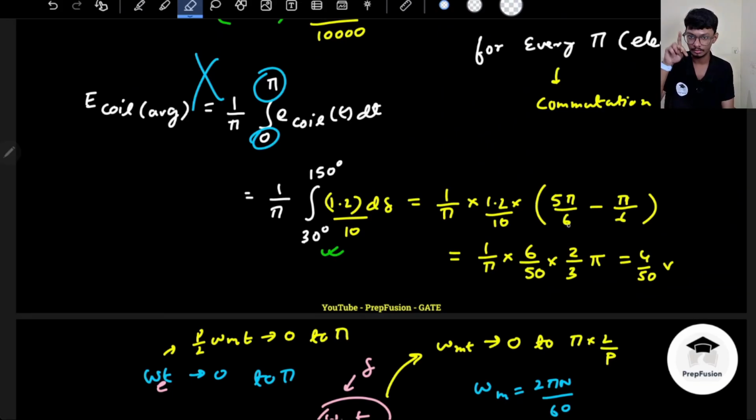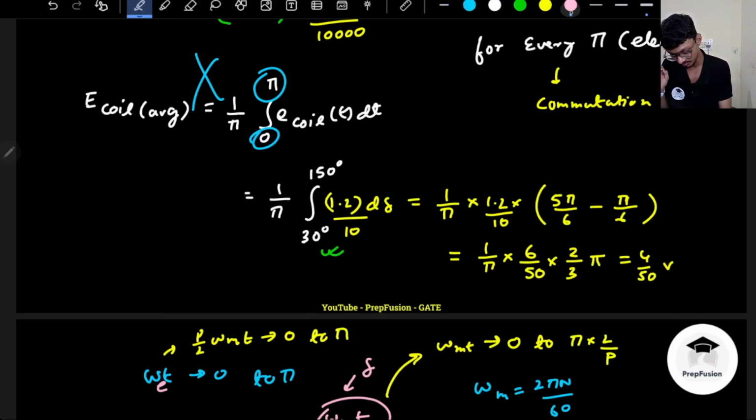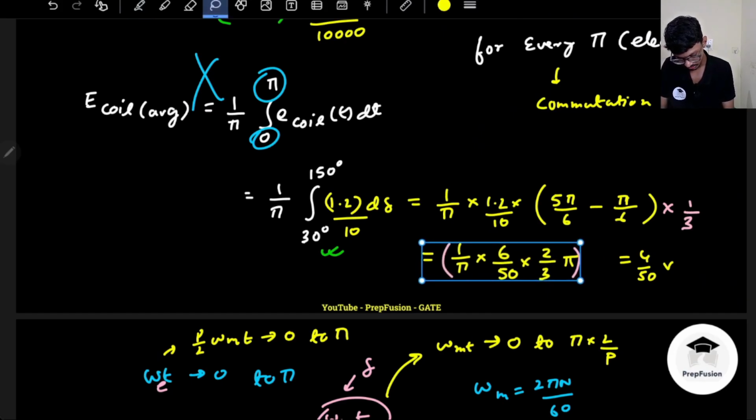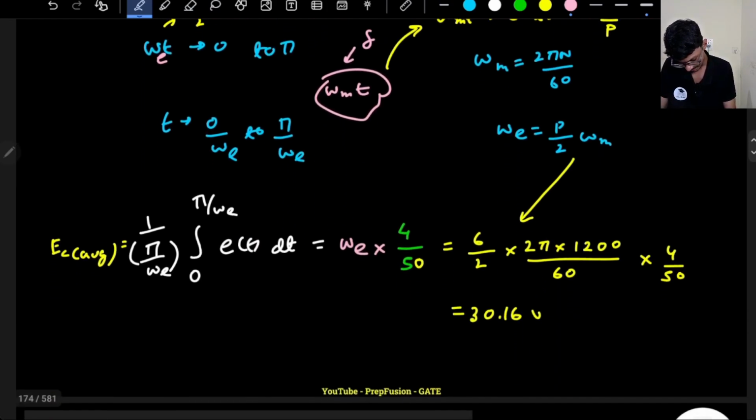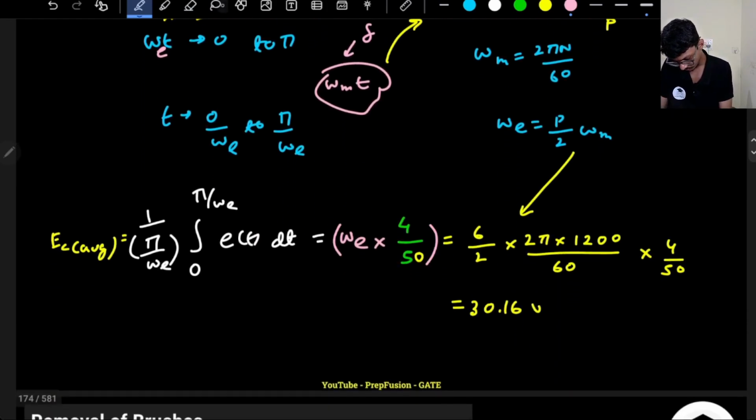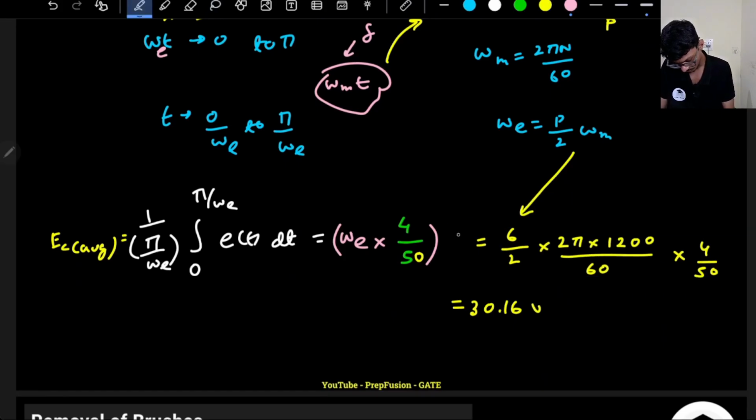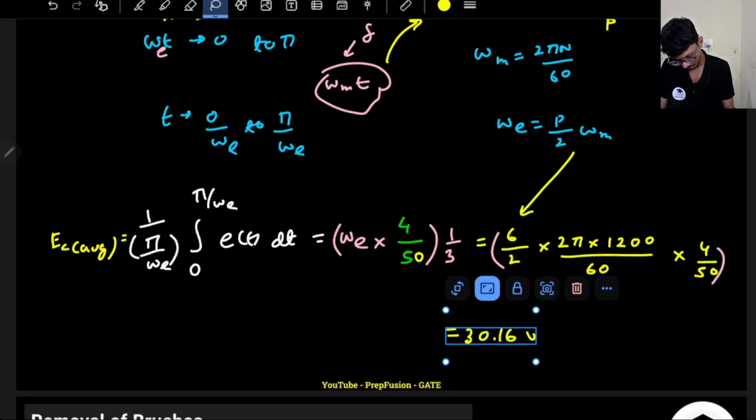Basically 2 by p is 1 by 3. So a 1 by 3 will be multiplied here, right? Extra 1 by 3 will be multiplied. That was my mistake, I am sorry. Here this 1 by 3 will be there, because it is a mechanical quantity, not an electrical quantity. That angle is a mechanical quantity. So this 1 by 3 will be there. I'm really sorry again. So this will be 1 by 3 again, and this also will be 1 by 3.